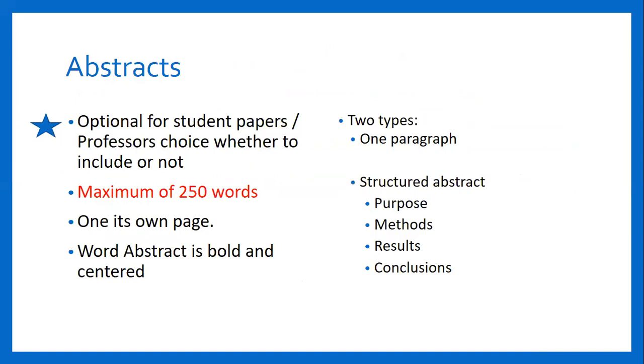Abstracts are now optional for student papers. It's the professor's choice whether to include them or not. They are to be at a maximum of 250 words. The abstract is on its own page, and APA suggests there are 2 kinds of abstracts you could use: a 1-paragraph abstract or a structured abstract with each section of the paper written out: purpose, 1 sentence; methods, 1 sentence; results, 1 sentence; conclusions, 1 sentence.